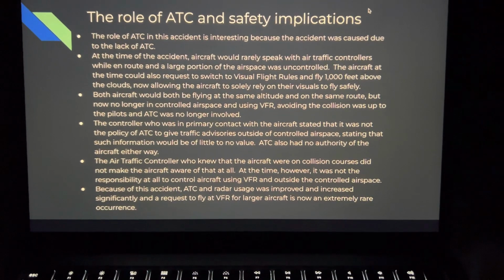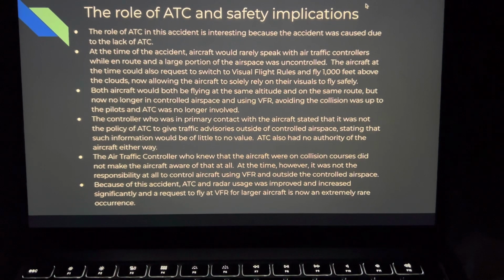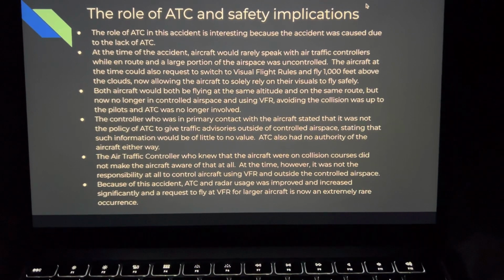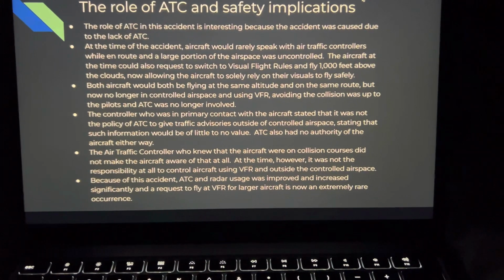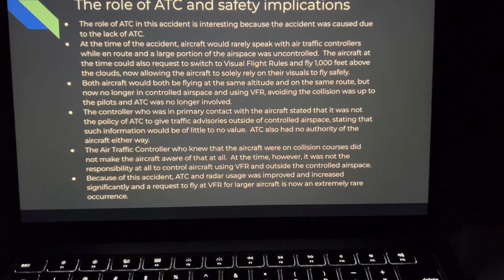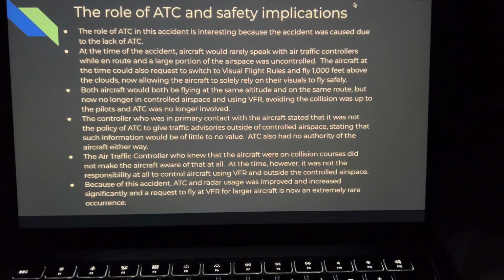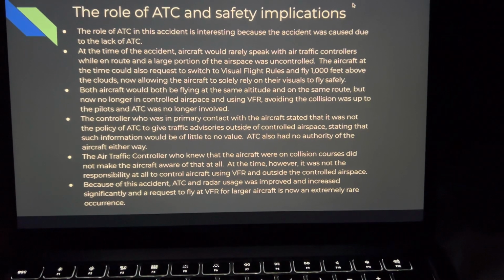And the role of ATC and the safety implications. So the role of ATC in this accident is interesting because the accident was caused due to the lack of air traffic control. At the time of the accident, aircraft would rarely speak with air traffic controllers while en route, and a large portion of airspace was uncontrolled.